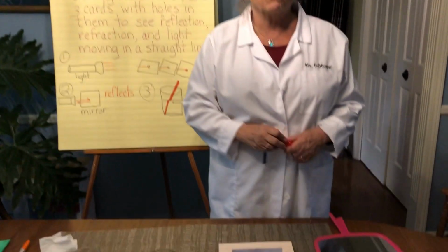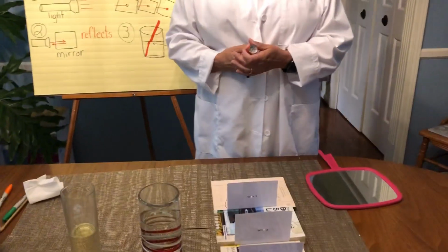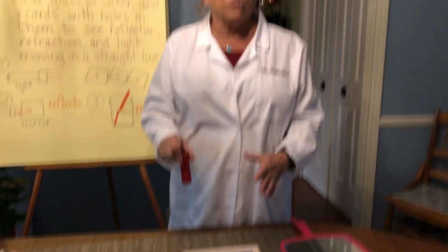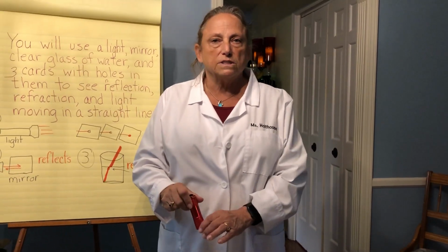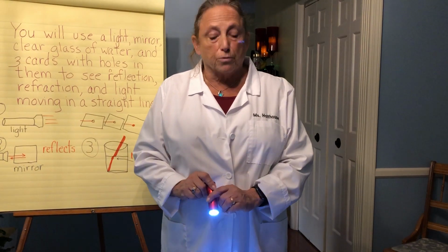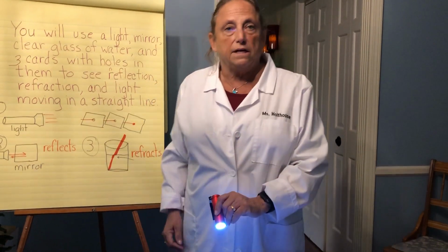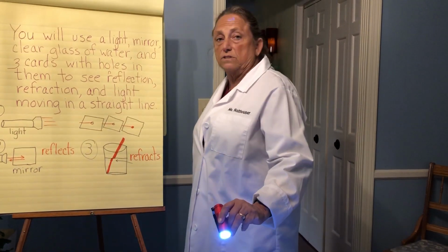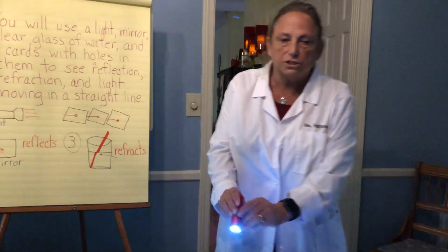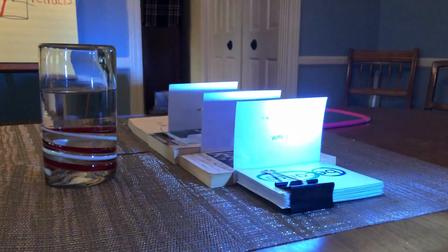So let me show you what we're going to do with this. I have a small flashlight. You can use the flashlight on a phone or any light source that you have. This one I'm going to turn on, and since it's a little bright in here, you might not be able to see unless I turn the main light down. So I'm going to turn that down a little bit, and I'm going to come around to show you how light travels in a straight line.